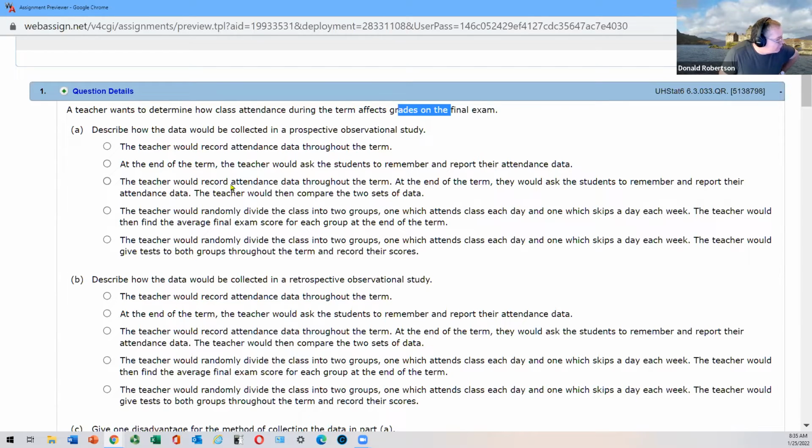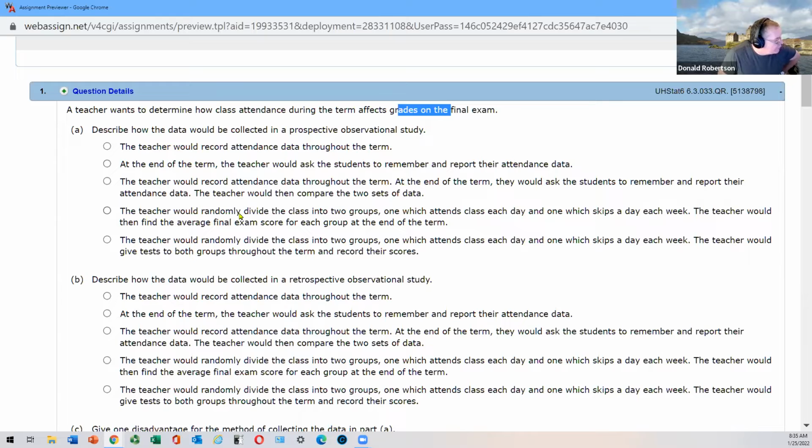The third one, the teacher would record attendance data throughout the term. At the end of the term, they would ask the students to remember their attendance data, and the teacher would then compare the two sets. Why you would want to do it, I do not know. So I wouldn't even put 3 as a candidate for anything.